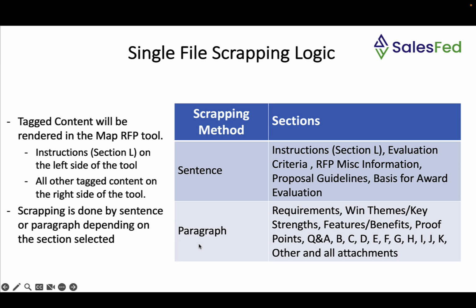Now, the reason we did that is there are certain sections within the RFP that are extremely long, and if we were to parse those by a sentence, you would have thousands of lines that you potentially would have to discretely map. And so what we decided was we parse it by paragraph and then allow you to go within those sections and split those sections into the different sentences you want to discretely map.